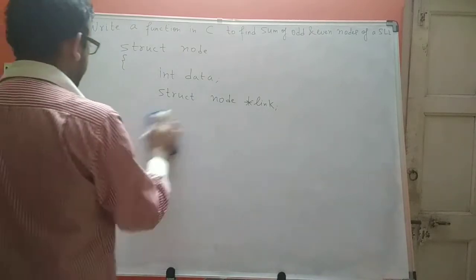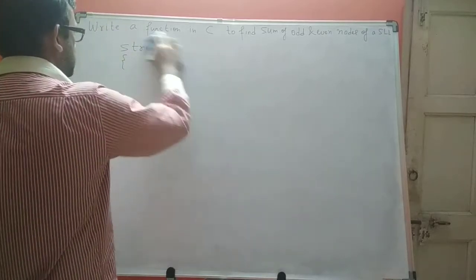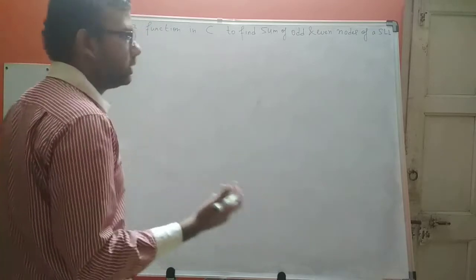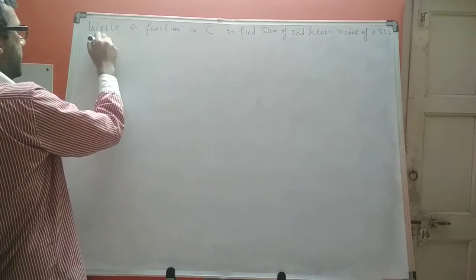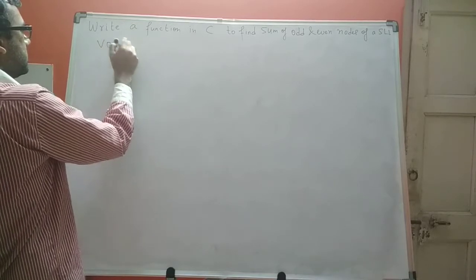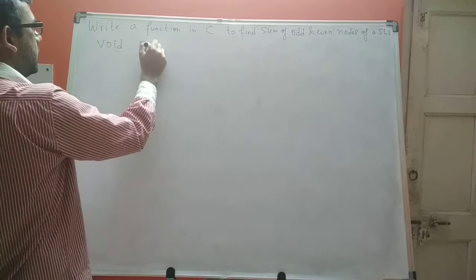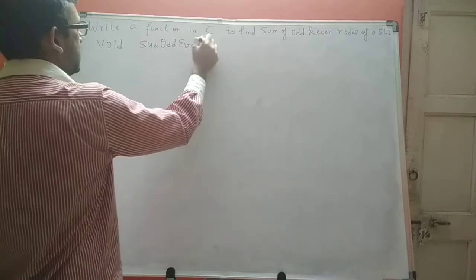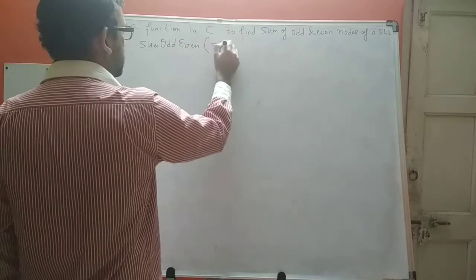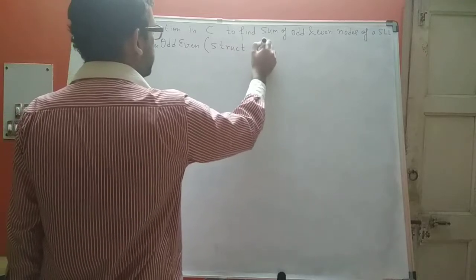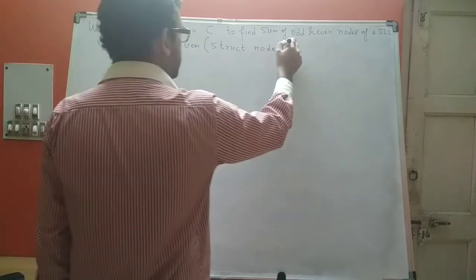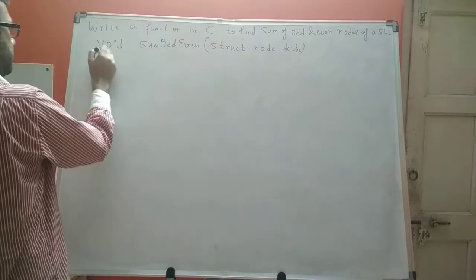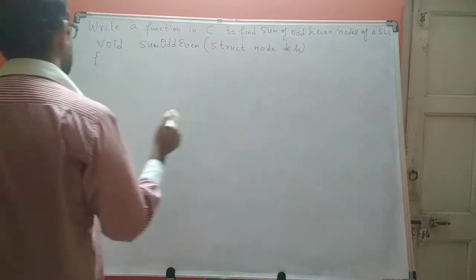Next, we'll move on to defining the actual function itself. Again, we'll assume that the linked list is already available to us. I'll use a return type of void because I want to print out the sum values. So void, and I'll write the name of the function as sum odd even. This function will take a linked list as input, and the linked list is provided through the address of the first node, which is stored in a pointer usually denoted as head. That is passed to my variable h.